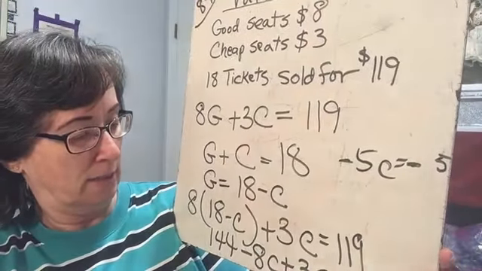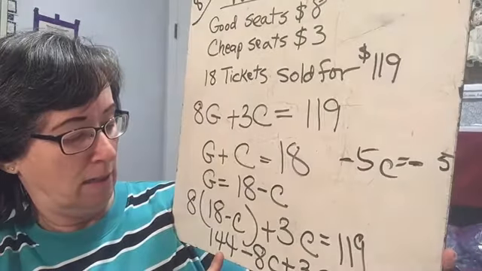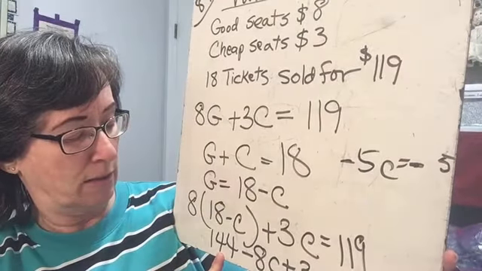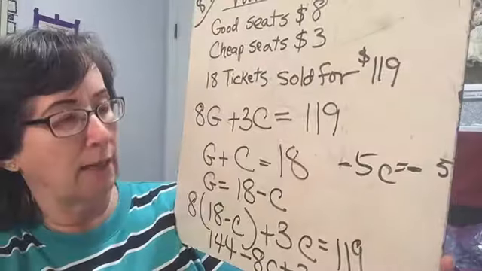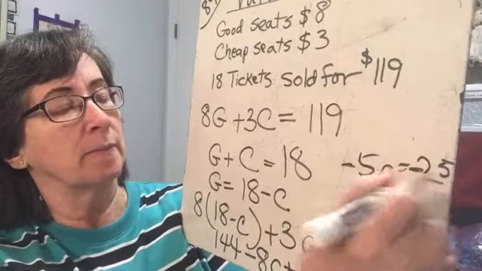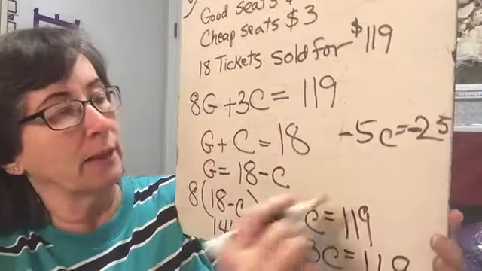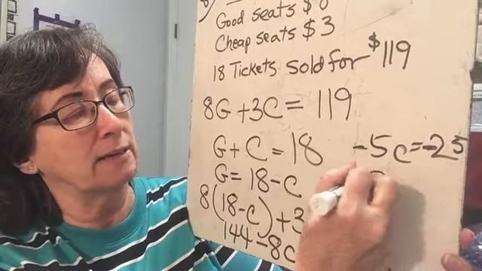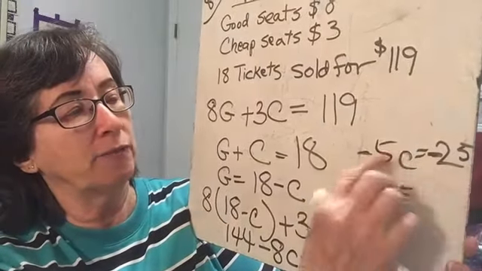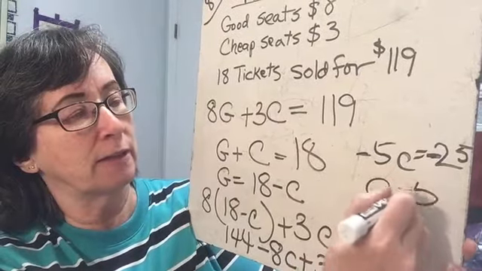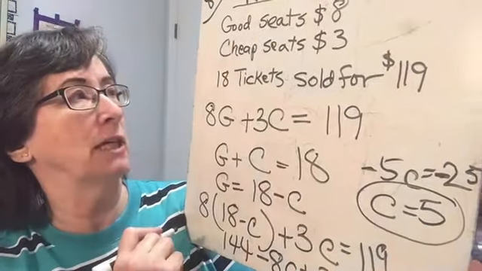And that's going to be a 13 minus 11 is 2. I'll check this, but I think I'm right. So now c is going to be negative 25 divided by negative 5 is 5. So 5 cheap tickets.